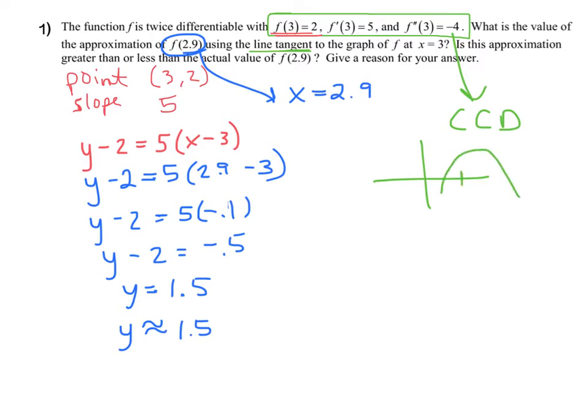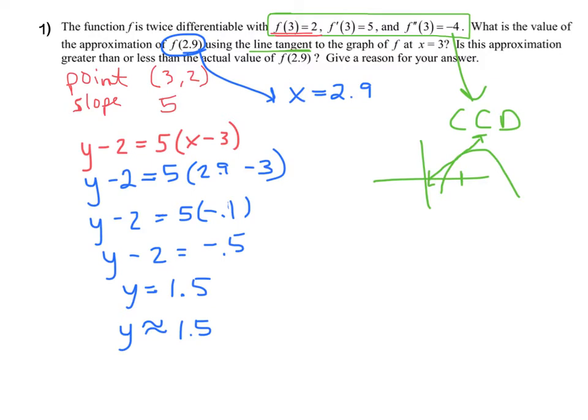So I'm looking at a function that is concave down at x equals 3. So if this is 3, and I were to draw on my line of tangency, I would clearly be able to see that any point on this line is going to be greater than any point on this curve. And since this 1.5 came from a point on this line, since I used the equation of the tangent line to come up with this approximation, it is going to be greater than any value on this curve. It's going to be an overestimate.